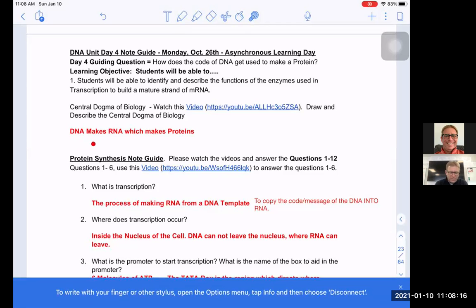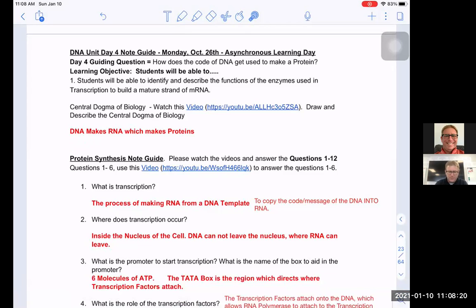Today we're going to be starting off with the fact that we're talking about the central dogma of biology, which is really that DNA makes RNA, which then makes proteins. And without the DNA making RNA, there's no way that we can make proteins. This is essential for all life, that every living thing has DNA, it has RNA, and it also has proteins inside of it.